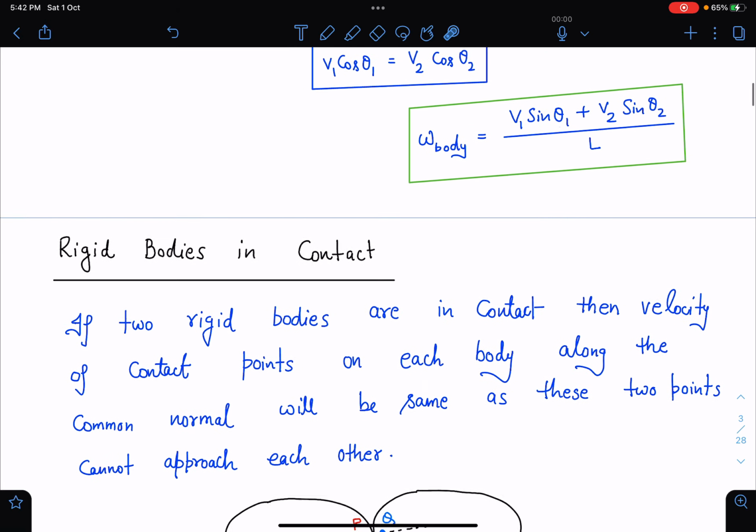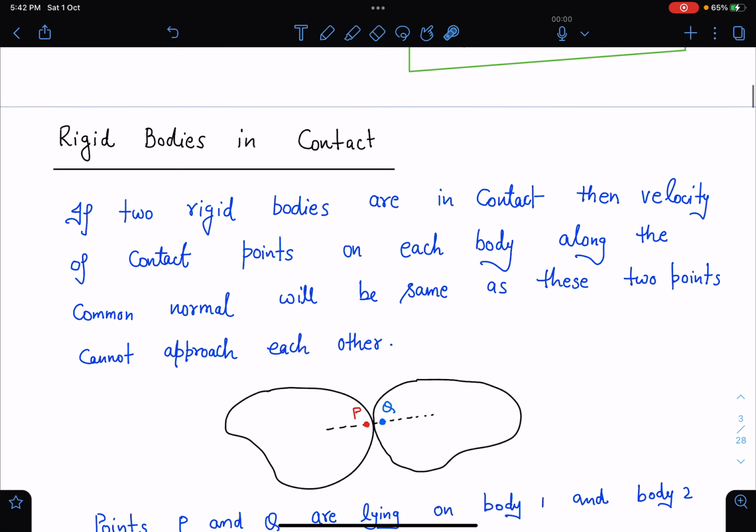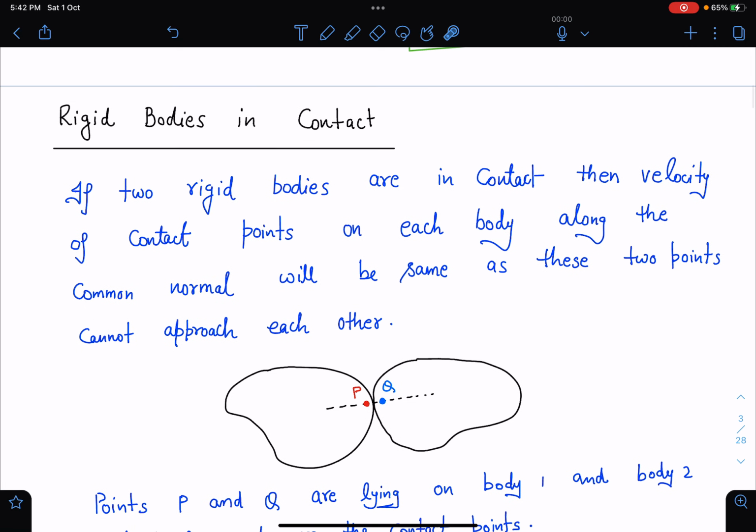Alright, and now sometimes rigid bodies are in contact. If two rigid bodies are in contact, like here I have taken one rigid body and here I have taken another rigid body. I have shown a blue point and a red point here. These are the points which are placed at the contact. Here I have drawn them slightly separately so that we can comment on this, but they are exactly present at the same location where these two bodies are touching each other. So point P is lying on body 1 and point Q is lying on body 2.